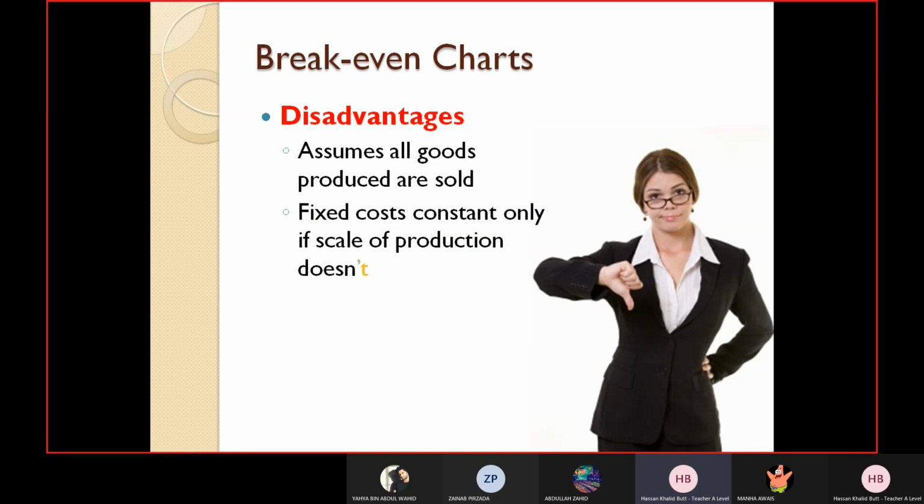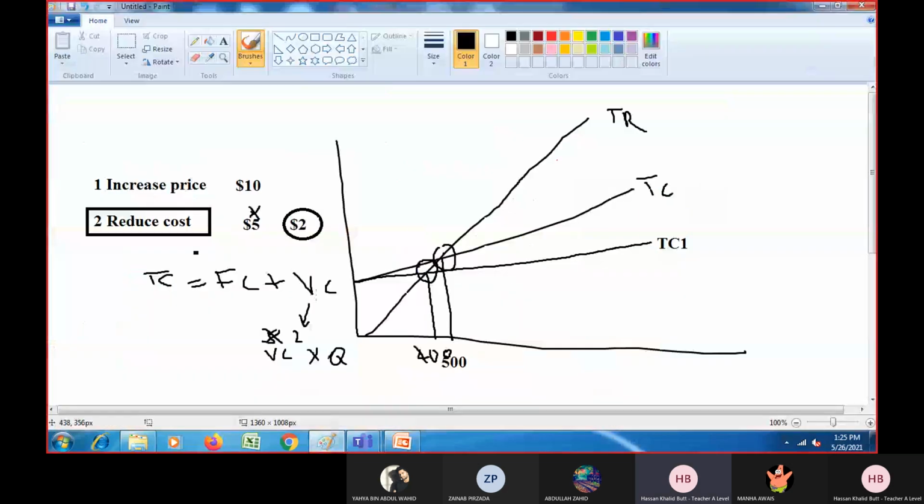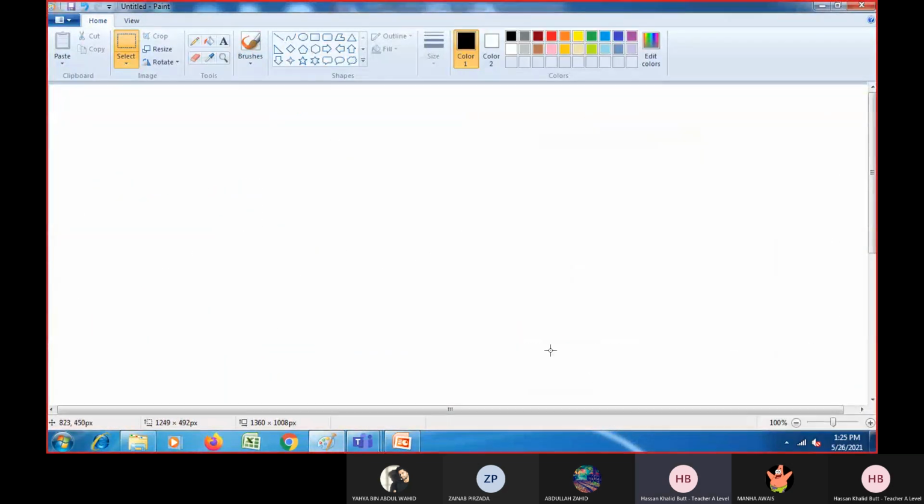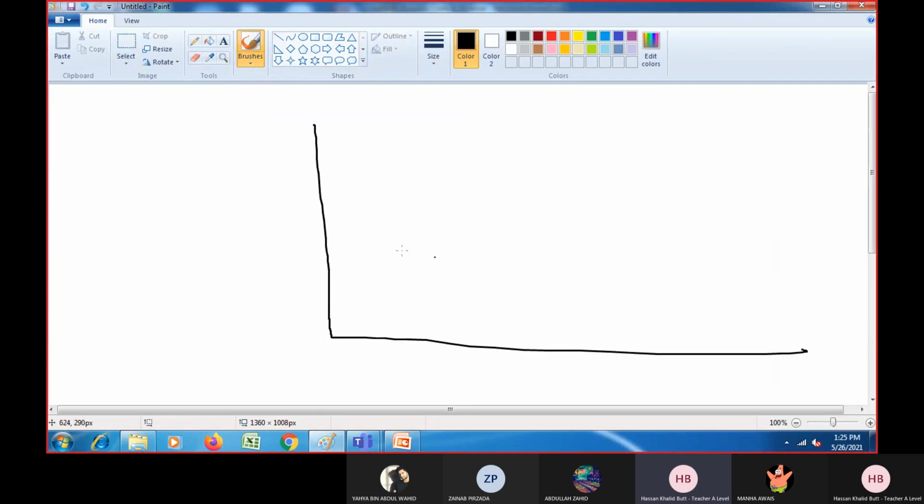Then we have: fixed cost is constant only if scale of production does not change. Now I need to explain that to you as well. Let me use this. In break-even analysis, I explained to you that they say this is the fixed cost, and this is a completely horizontal line, which shows that there is no link with the output. Whatever the output, fixed cost will remain the same. Let's say that is $100, but fixed cost can change as well.